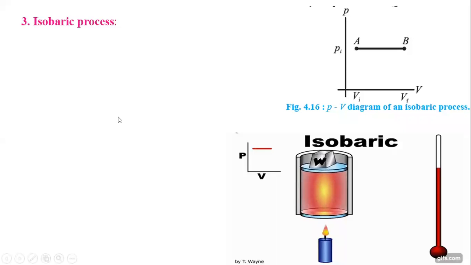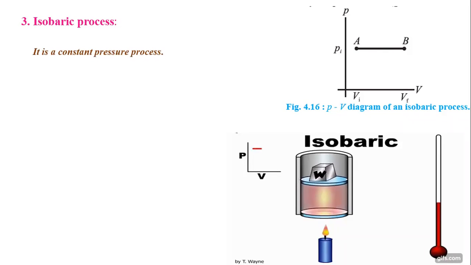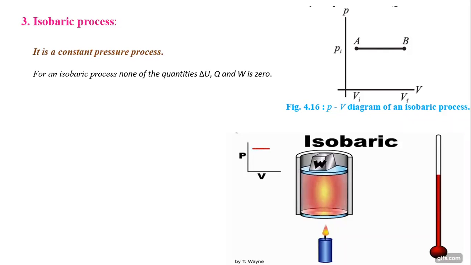The third thermodynamic process is the isobaric process. Isobaric means, you can see here in the graph, that the pressure is constant. Isobaric process means at constant pressure. So for the isobaric process, none of the quantities delta U, Q and W is zero. Delta U is the change in internal energy, Q is the heat supplied and W is the work done. Not a single quantity is zero here.